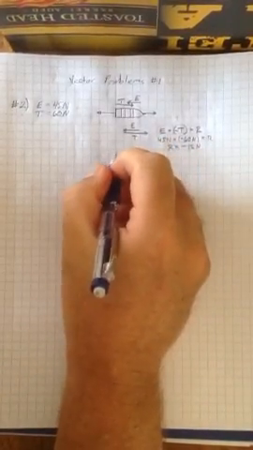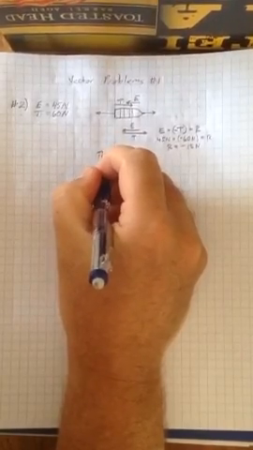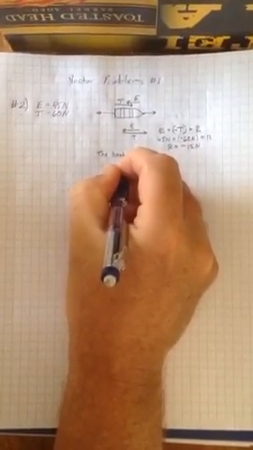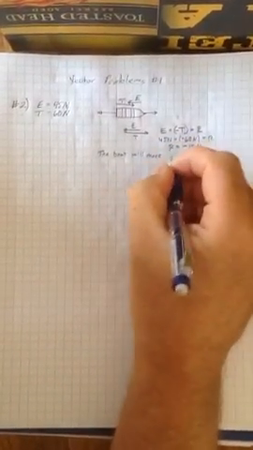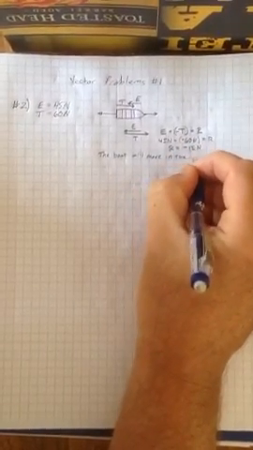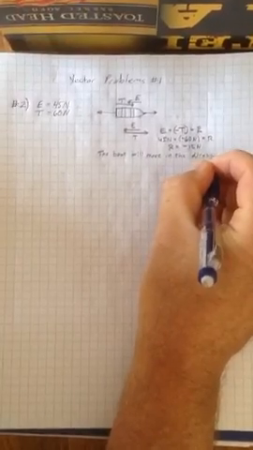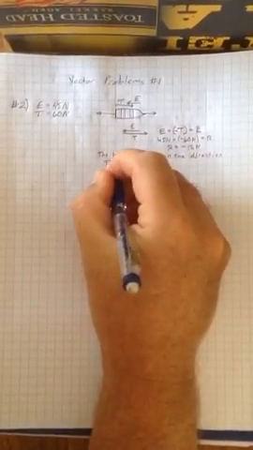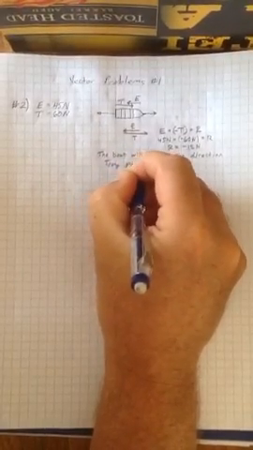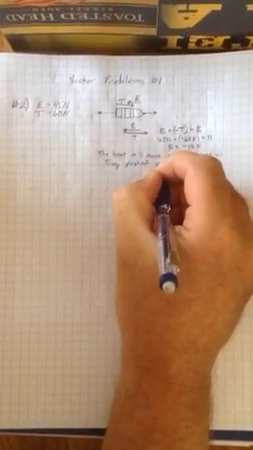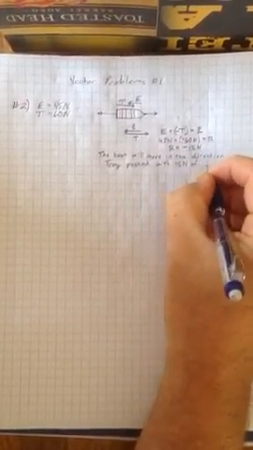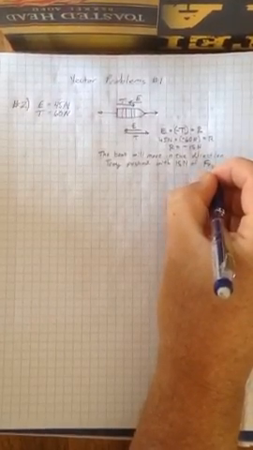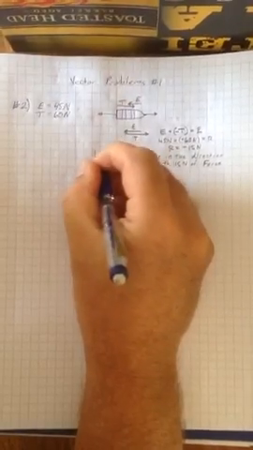Okay, what does the R mean? This means that the boat will move in the direction Troy pushed with 15 newtons of force. Okay, and that's going to be our answer.